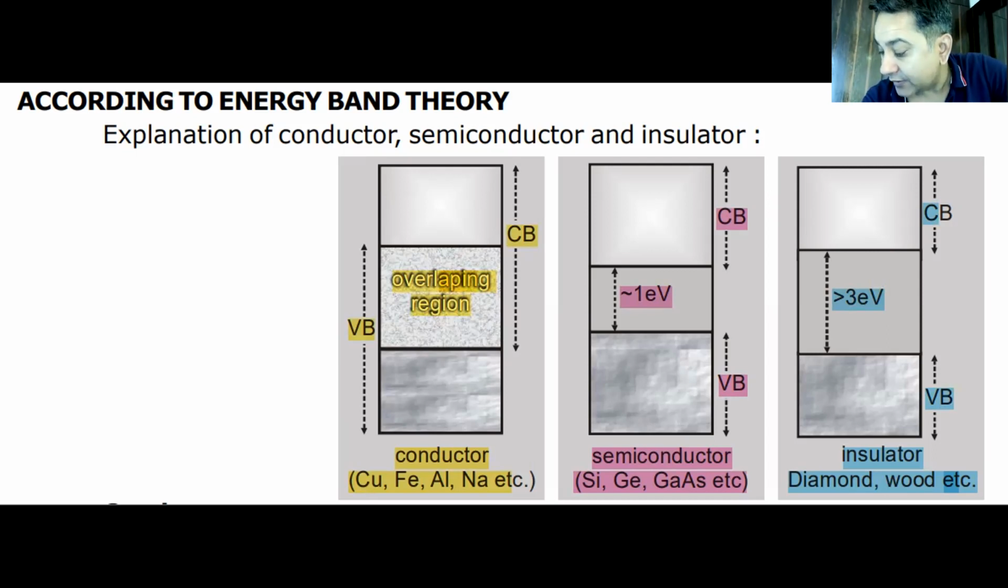They might give you a diagram and they might ask you which type of substance it is representing. If you see an overlap, that's a conductor. If you see 1 electron volt, that is a semiconductor. More than 3 electron volt, that becomes an insulator. Have you noted it down?